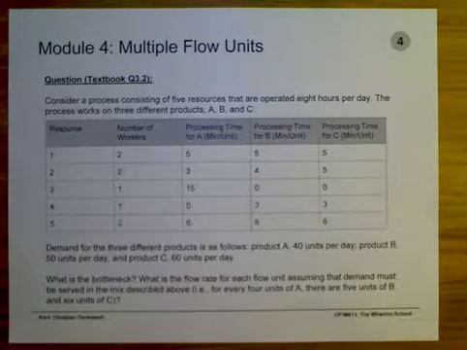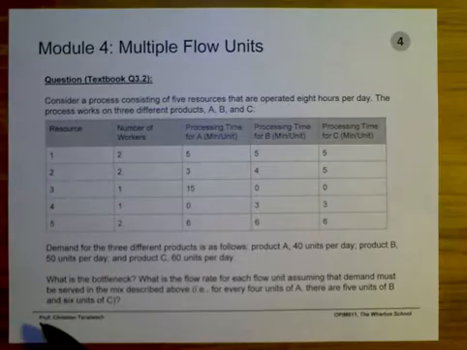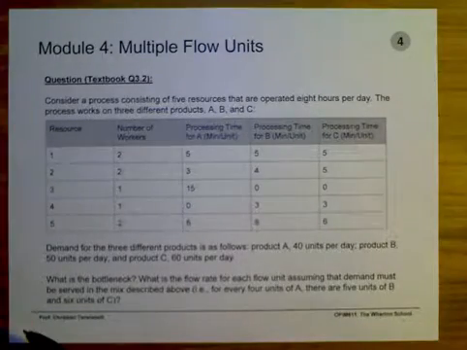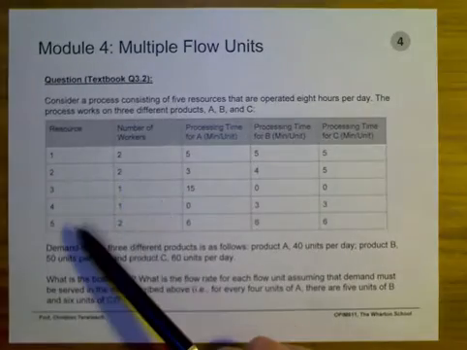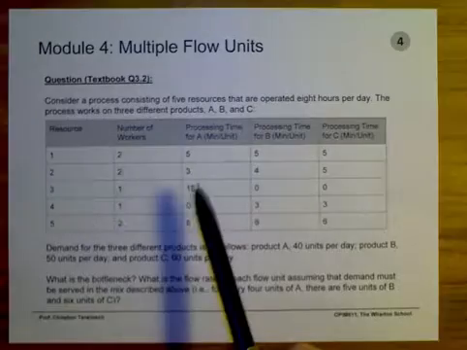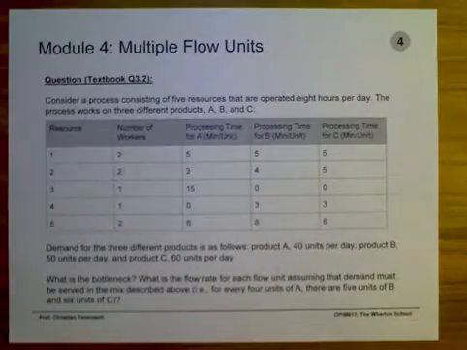For Module 4, we'll take a look at a problem with multiple flow units. So here we have a process consisting of 5 different resources that are operated 8 hours per day. And the process works on 3 different products, A, B, and C. So here we have the number of resources at each resource, the number of workers at each resource, and the processing time for each of the products A, B, and C.